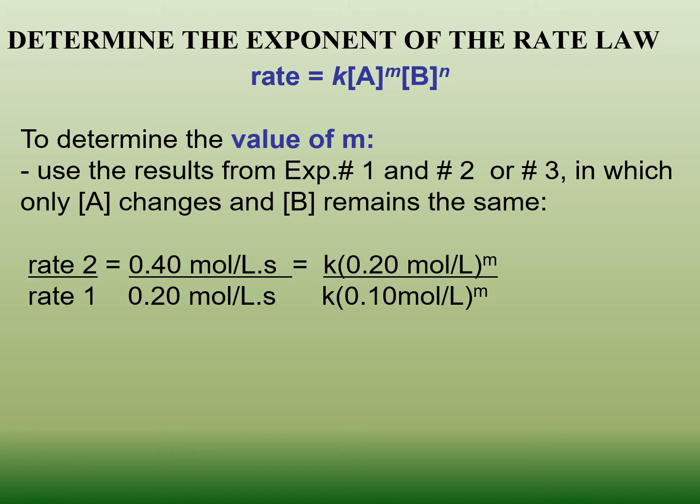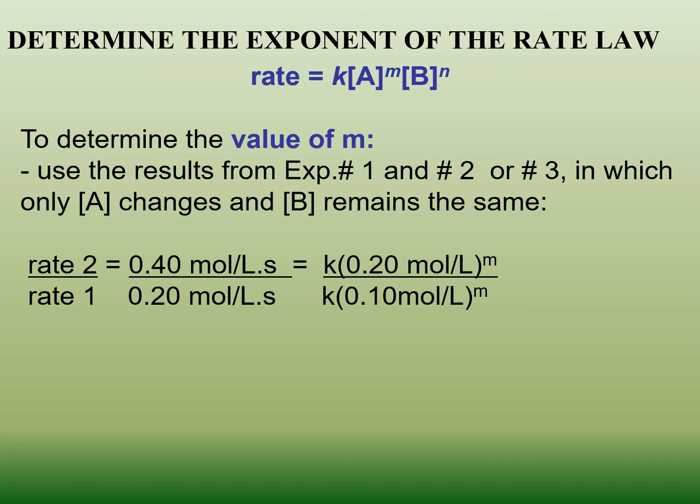Using the ratio of rate 2 over rate 1, we use the values of 0.4 moles per liter second for rate 2 divided by 0.2 moles per liter second for rate 1. Since we are determining the exponent M and looking only at reactant A particularly, the rate equation is equal to K times the concentration of A to the power of M. This is what the next ratio represents. We have K times the concentration of A for experiment 2, which is 0.2 moles per liter to the power of M, divided by K times the concentration of A for experiment 1, which is 0.10 moles per liter to the power of M.